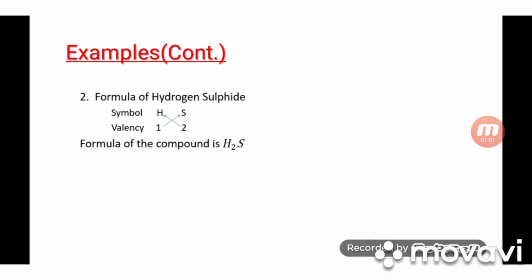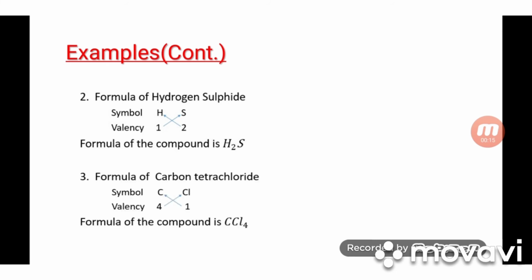Formula of hydrogen sulfide. Here the valency of hydrogen is 1 and that of sulfide is 2. By crisscrossing the valencies, the finally obtained compound is H2S, which is known as hydrogen sulfide. Discussing another example, here we have carbon tetrachloride. First of all, the symbols of carbon and chloride are written, that is C and Cl. Then the corresponding valencies of carbon and chloride are written, and further they are crisscrossed. And finally, the formula of the compound obtained is CCl4.